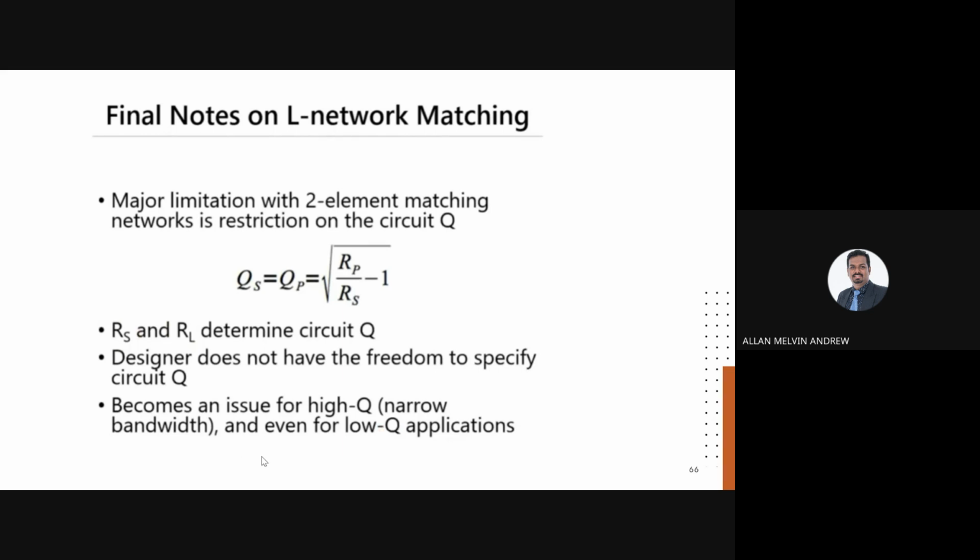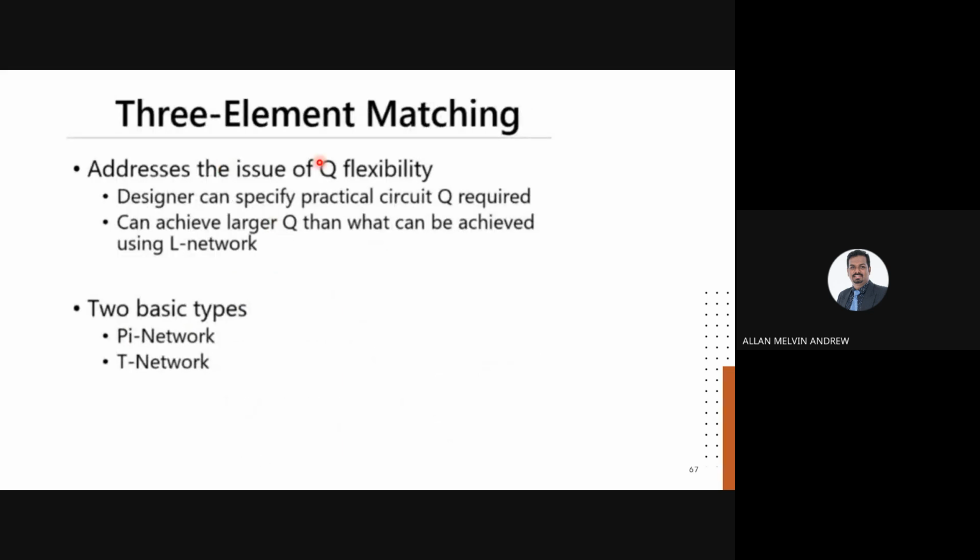There is another element matching we call the three element matching. Previously it was only two elements. We have to address the issue of quality flexibility, so that the antenna designer can have some flexibility in the designing of the antenna.